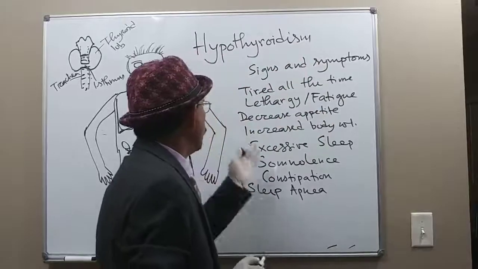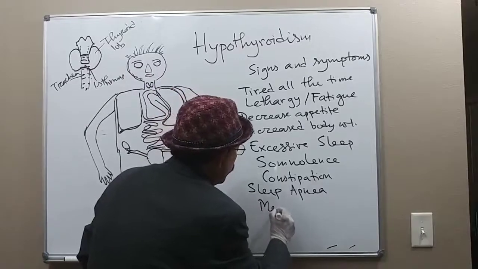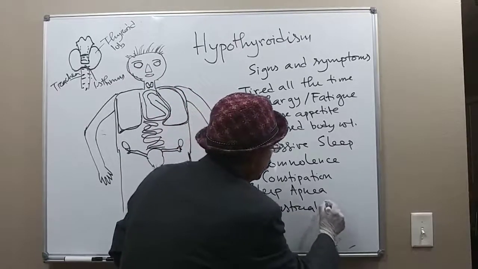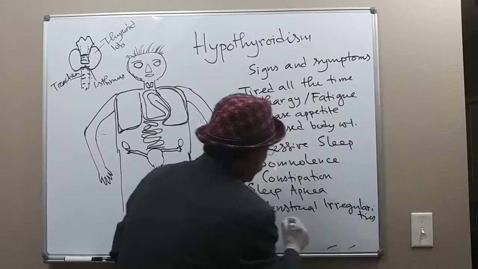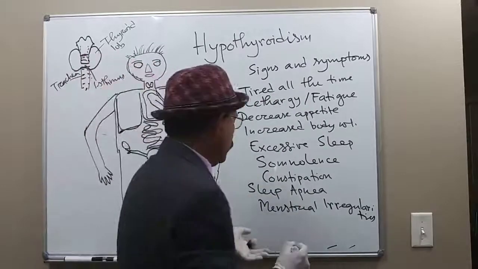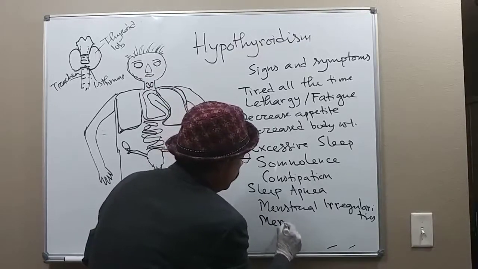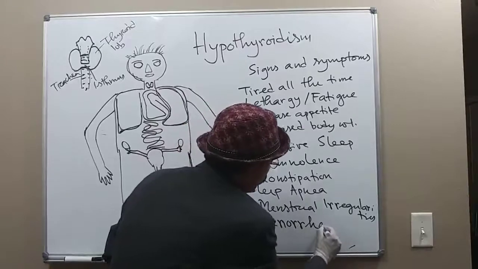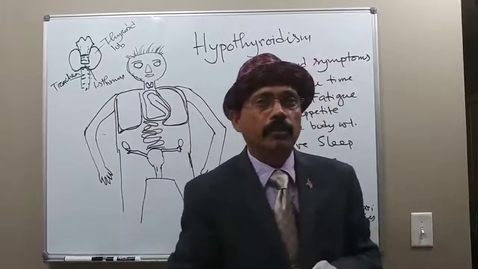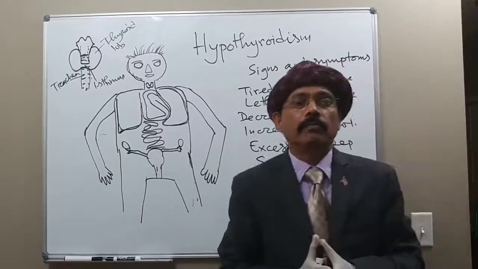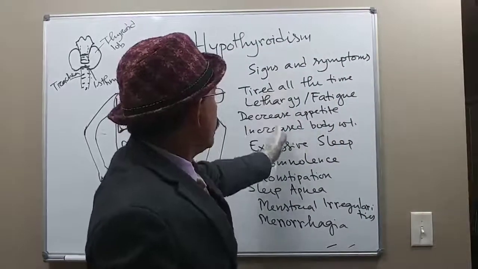In the case of females, you may have menstrual irregularities, and even excessive menstrual blood, which we call menorrhagia. Menorrhagia is excessive bleeding during menstruation. Okay, so we have many signs and symptoms. So these are the symptoms.